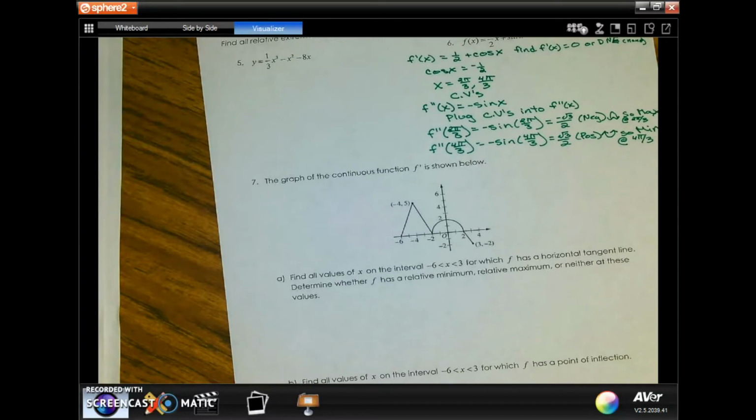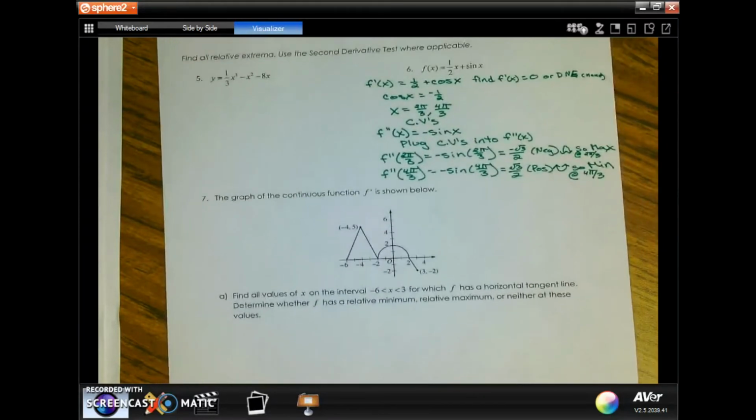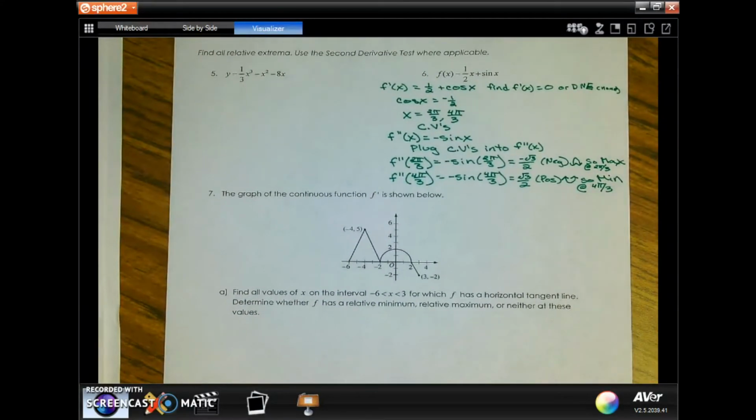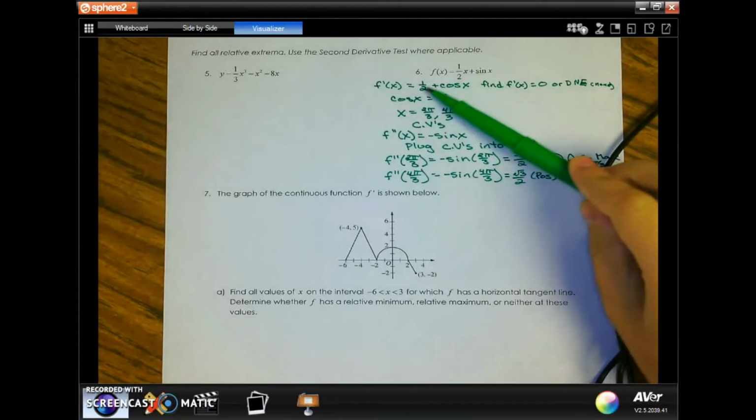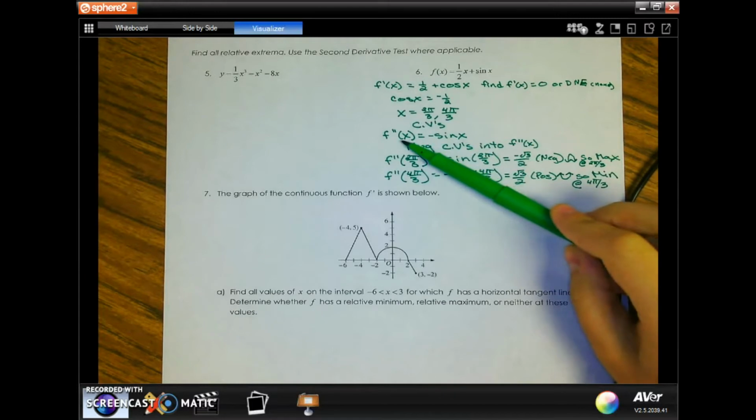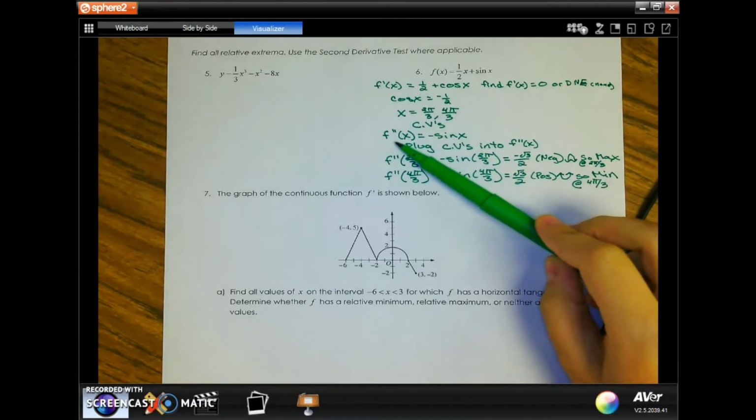Okay, moving on to the back of the worksheet, the second half. It says find all relative extrema, use the second derivative test where applicable. So remember, one of the things we can use the second derivative test for is to also find the extrema. It basically says you take the first derivative, you set it equal to 0 to get those critical values. Then you take those critical values, so that's what's happening here. Take the first derivative, you get the critical values. You take those critical values and you plug them into the second derivative.